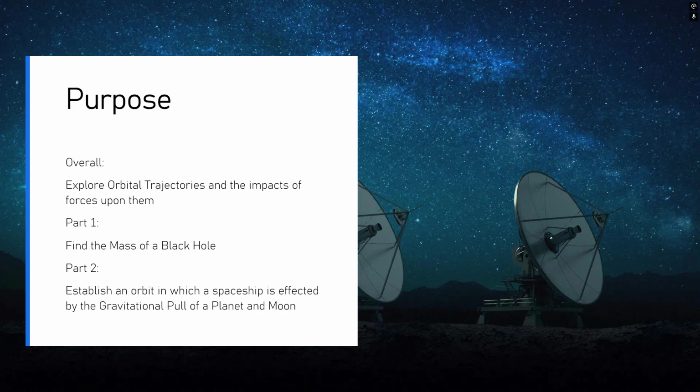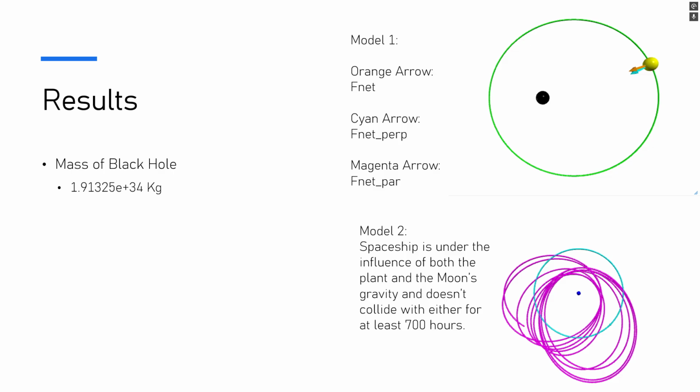So the purpose of the lab overall was to explore orbital trajectories and the impacts of forces upon them, as I said earlier. In part 1, we were tasked with finding the mass of a black hole by the use of GlowScript. In part 2, we were tasked with establishing an orbit in which a spaceship is affected by the gravitational pull of both a planet and its orbiting moon. This was also done in GlowScript. Here you can see the results.